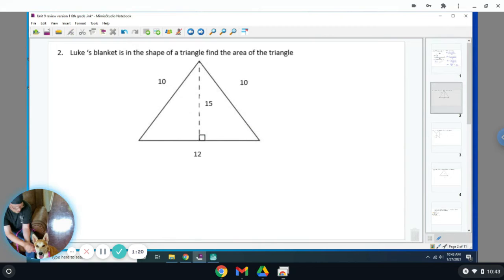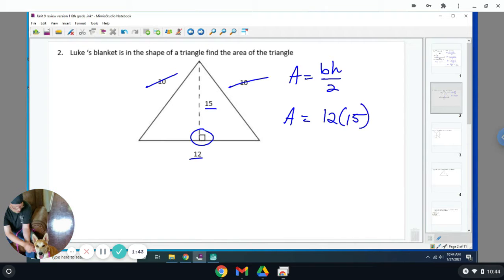All right, number 2. Number 2 says Luke's blanket is in the shape of a triangle. Find the area of the triangle. So on your star chart, your formula for a triangle is A is equal to base times height divided by 2. Well, there's a couple numbers here that you don't need. You actually don't need these tens. The base and the height have to be perpendicular to be used. So the base is 12 and the height is 15, and you divide by 2. So you're going to do 12 times 15, which is 180, and then divide by 2, which is 90. So this will be 90 because there's no units.